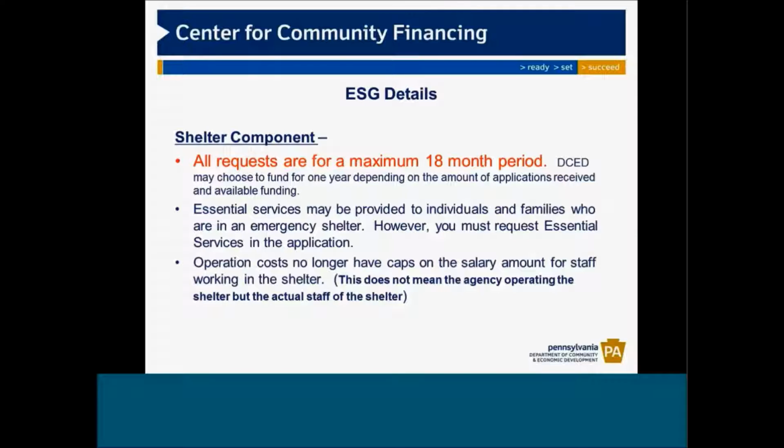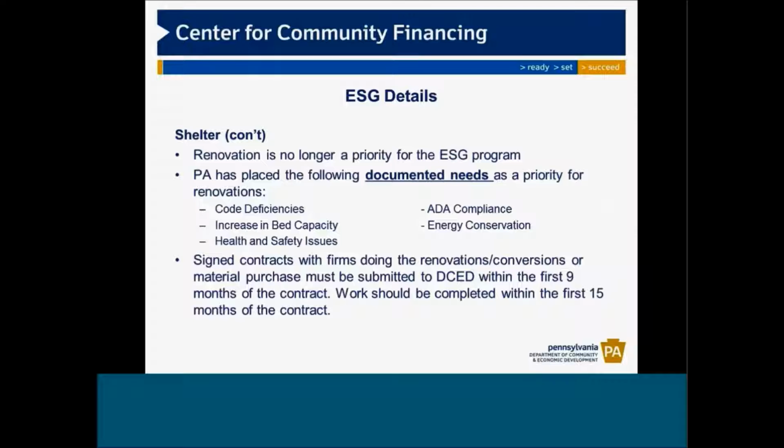Operation costs no longer have caps on the salary amount for staff working in the shelter. This does not mean the agency operating the shelter, but the actual staff of the shelter. Renovation is no longer a priority for the ESG program. Pennsylvania has placed the following documented needs as a priority for renovation: code deficiencies, increase in bed capacity, health and safety issues, ADA compliance, energy conservation.